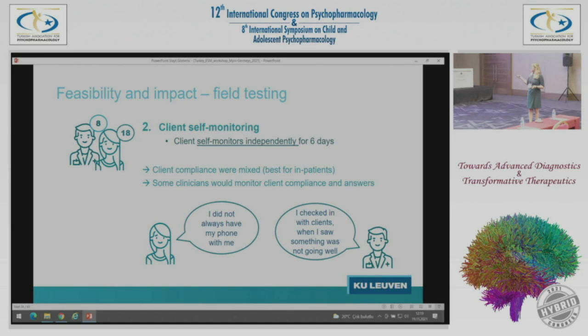Some clinicians said, I checked with clients when I saw something was not going well. Of course, you can imagine that then compliance is higher for those patients, because when something is not going well, or they forget, or they lose motivation, their clinician is calling them. Other clinicians didn't do that. So definitely there is an issue there.